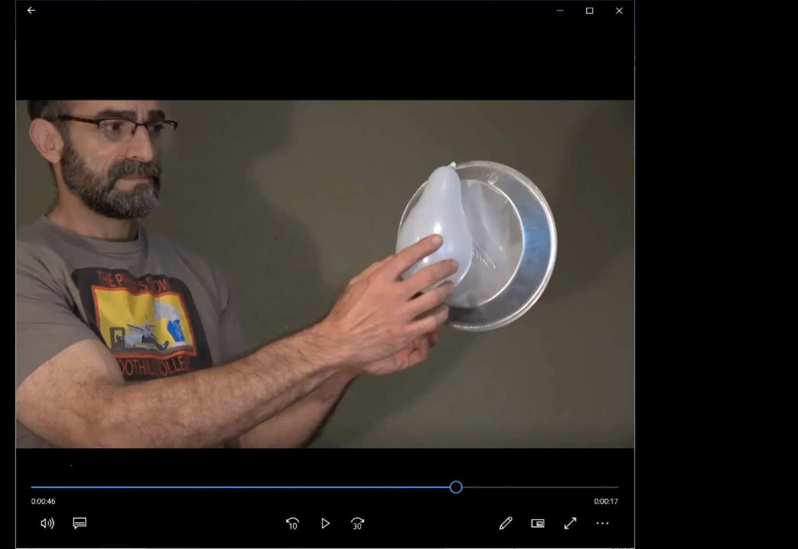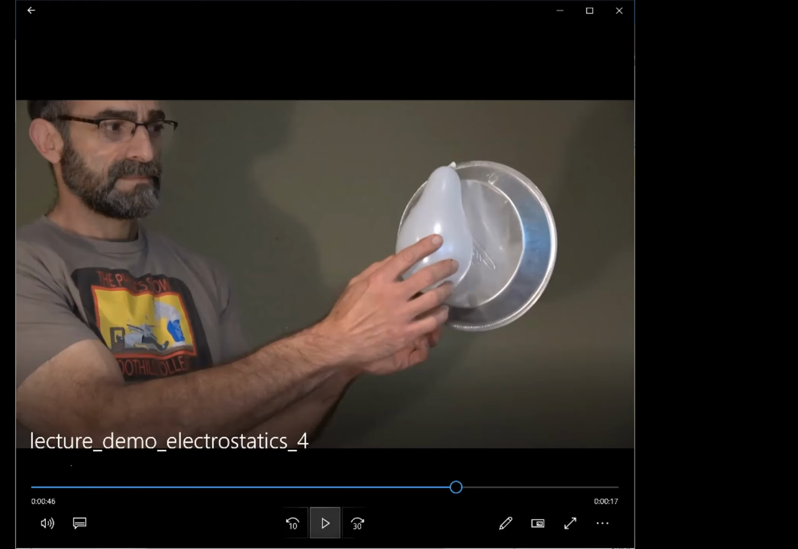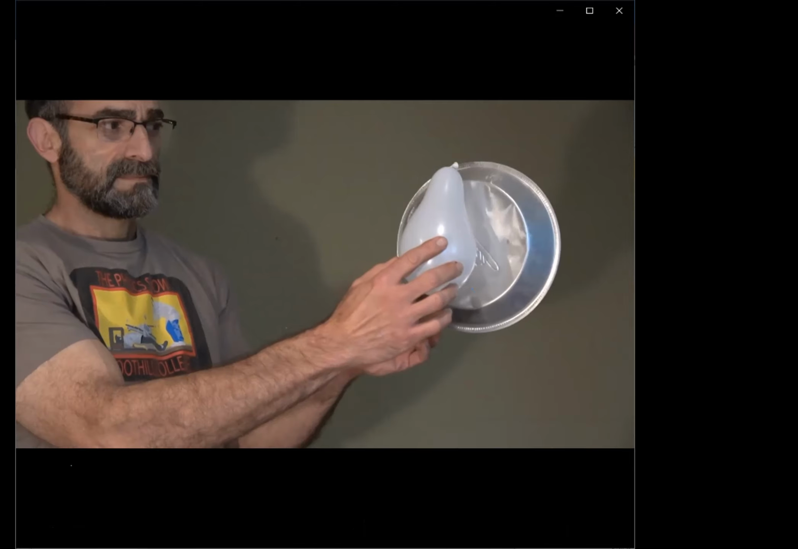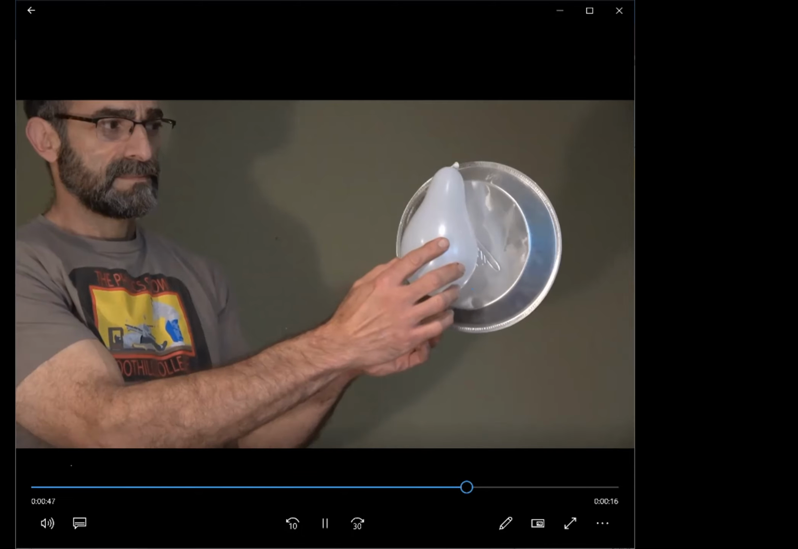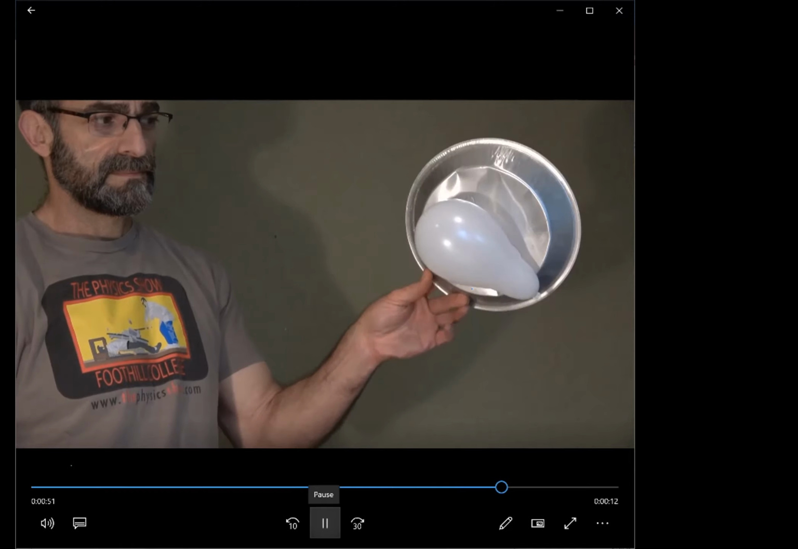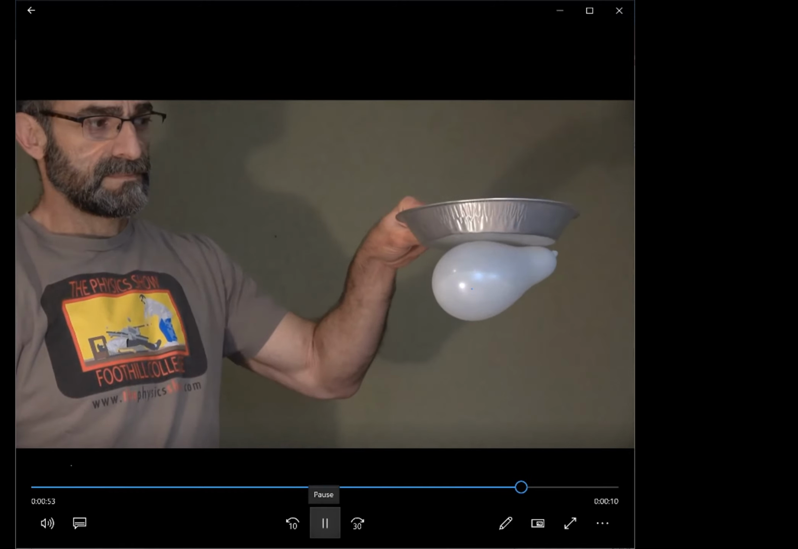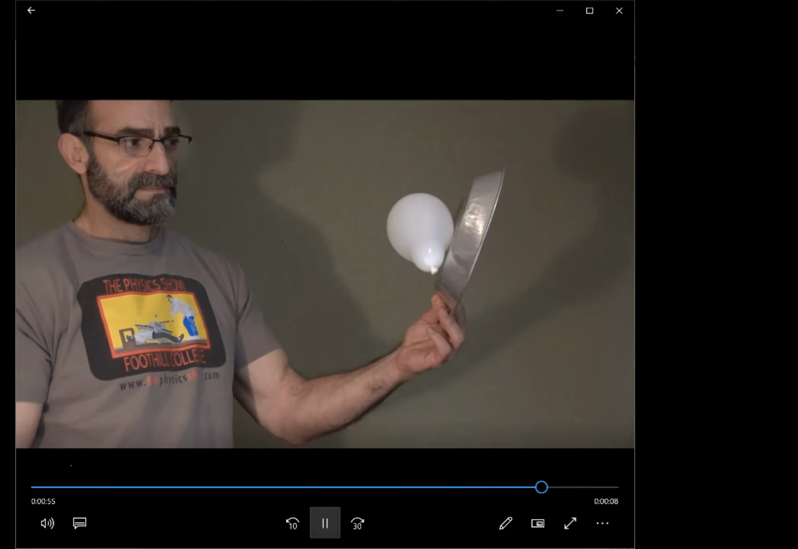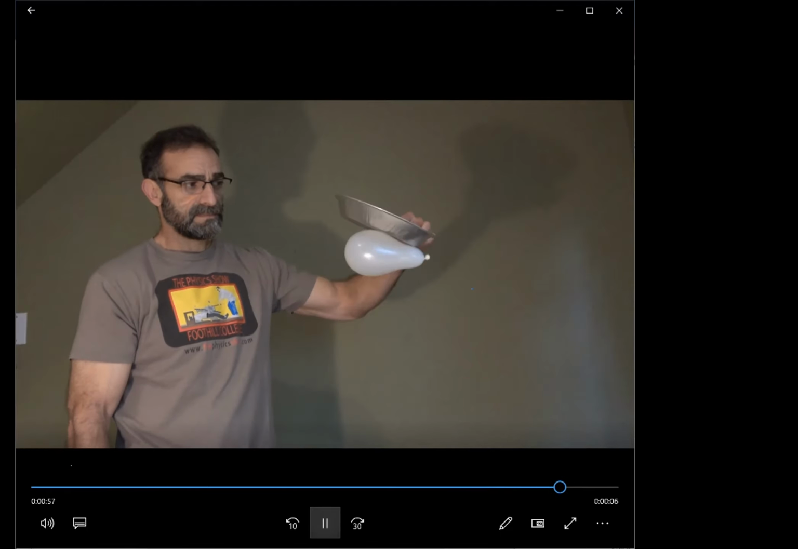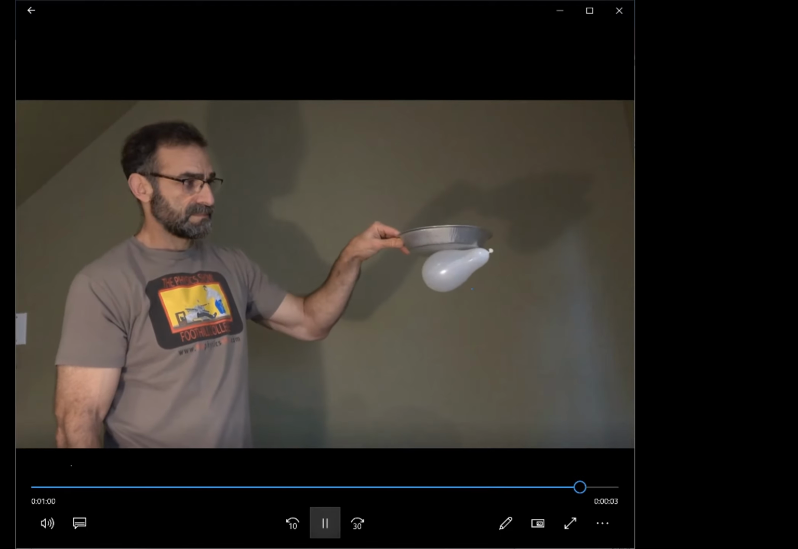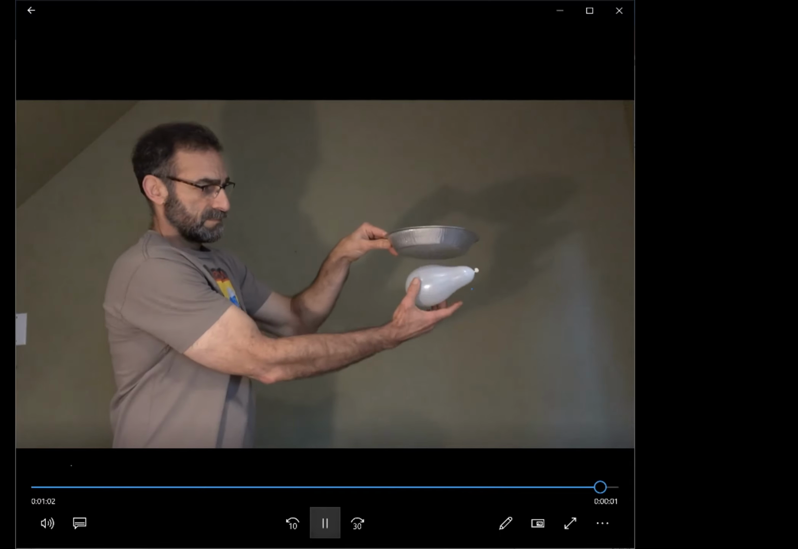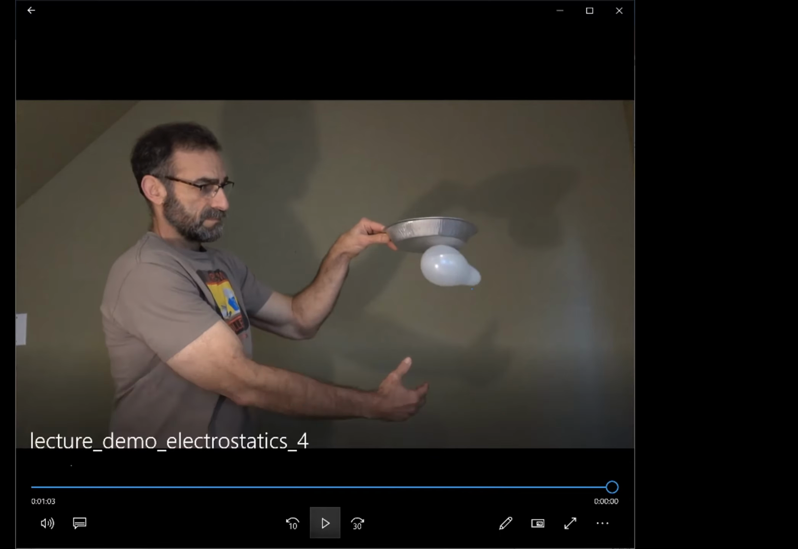Okay, so here goes. That electrically charged balloon is attracted to the conductive pie plate. It was also attracted to the insulating wall. The charged balloon is attracted to the conductor and the insulator. Okay, let's talk about it.